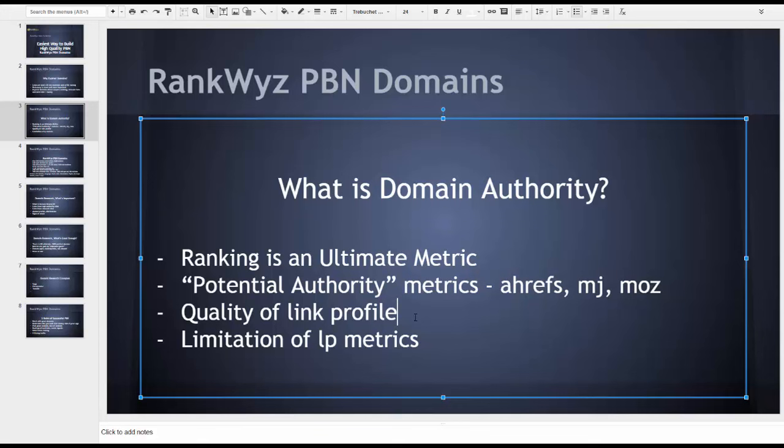Again, I've used the example of Wikipedia. A lot of sites with links from Wikipedia rank high. So if a specific domain has a link from Wikipedia, most likely it will rank high, so the domain authority of the site is higher. But there are limitations to these link profile metrics.